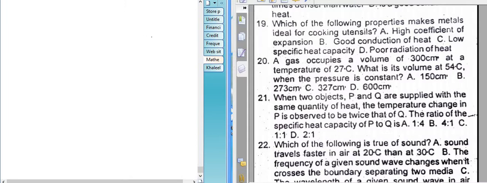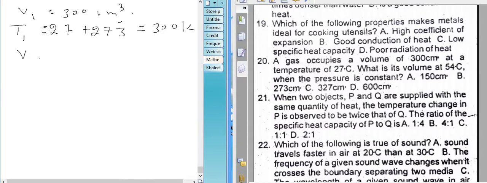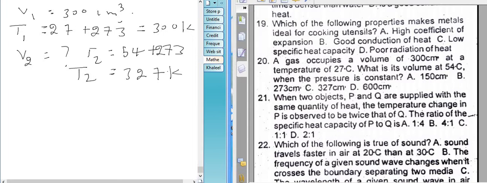So we have given that the volume V1 is 300 centimeter cubed. Theta 1 is given in degrees Celsius, so we need to convert it to Kelvin. So plus 273, which is equal to 300 K, and V2 is unknown, is what we are looking for, and T2 is given as 54 plus 273, so T2 is equal to 327 Kelvin. So for constant temperature, pressure P1 is equal to P2.